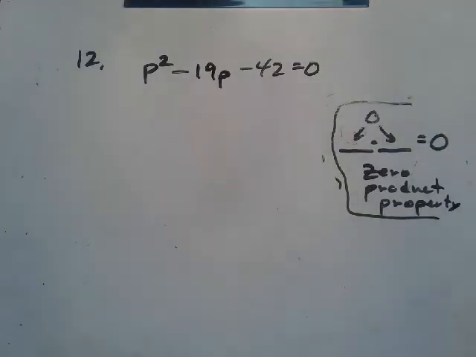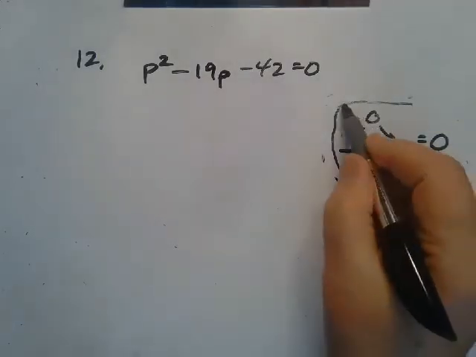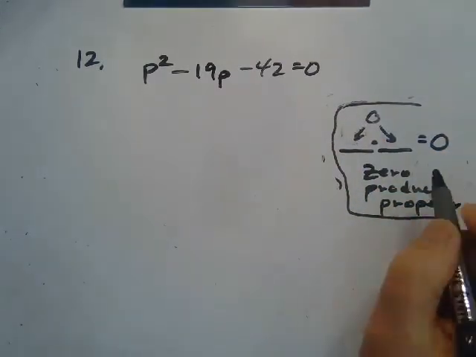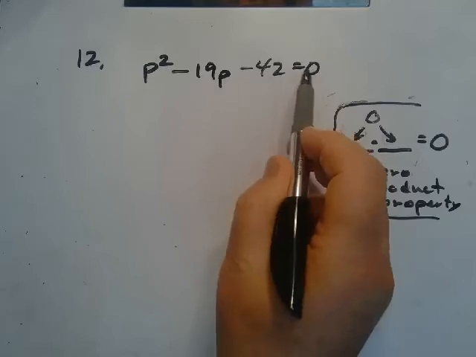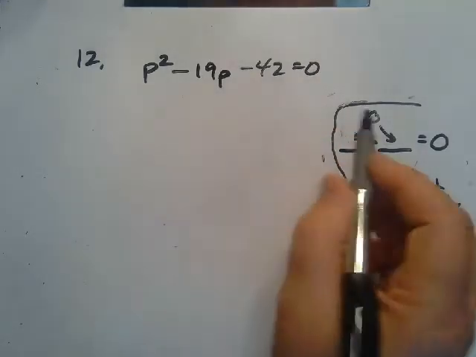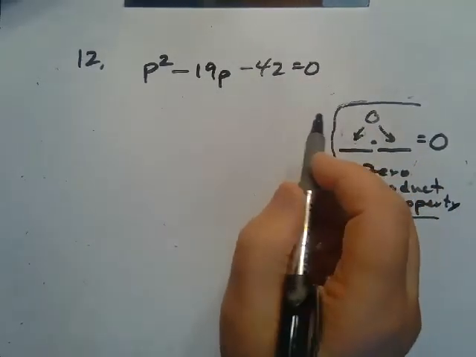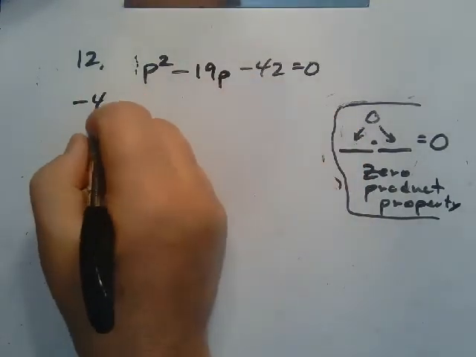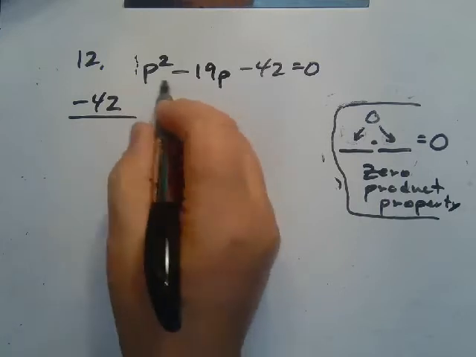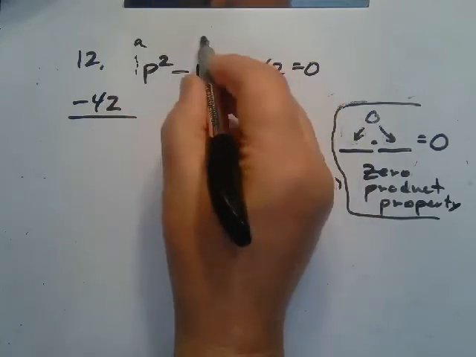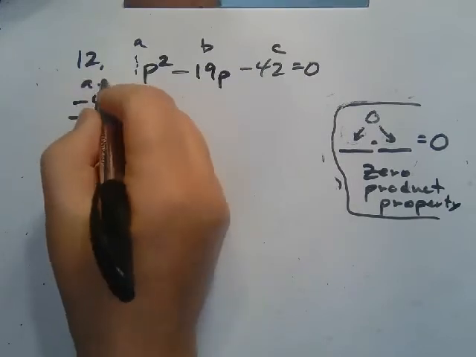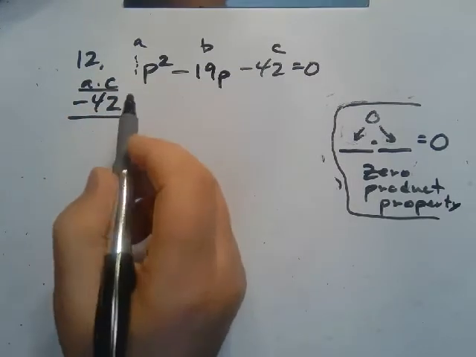All right, here's a problem that is on your assignment also. It's number 12. Let's go ahead and tackle this one. The first step is to make sure that it's equal to 0, and it is. Then we're going to factor this thing. Okay, well, let's see here. 1 times negative 42 is negative 42. A times C, right? This is A, B, and C. A times C is negative 42.